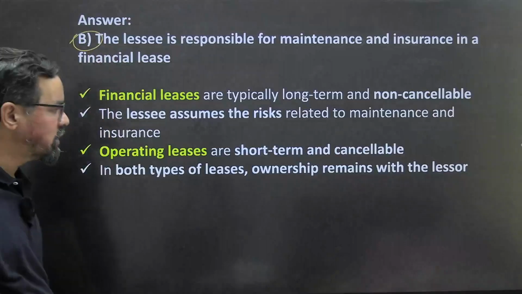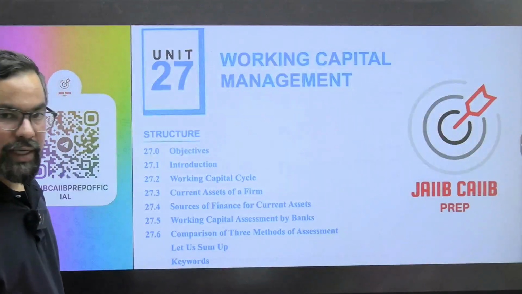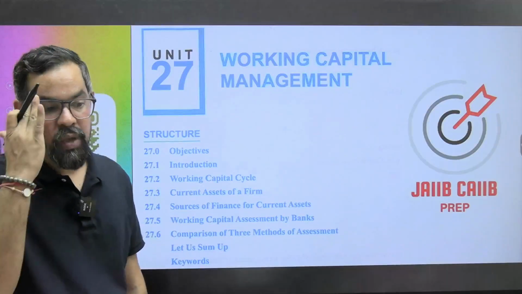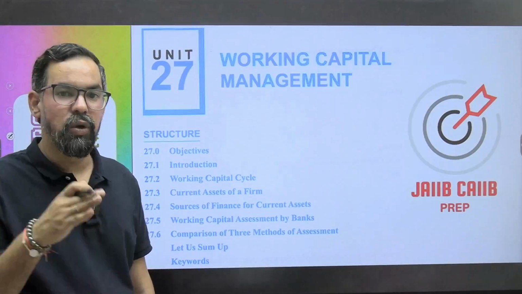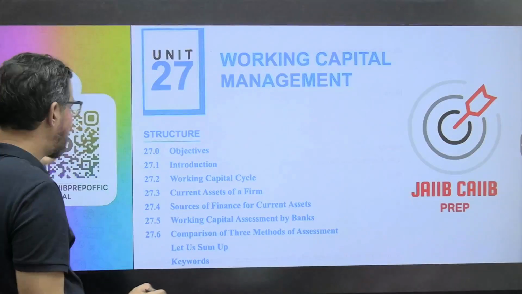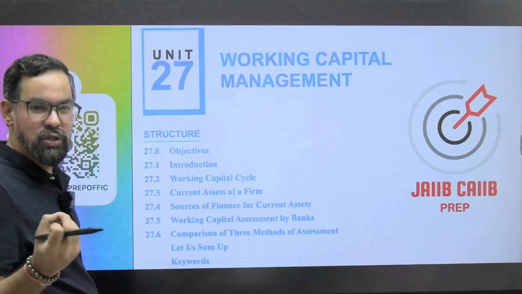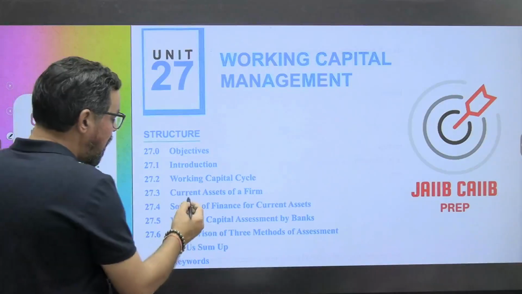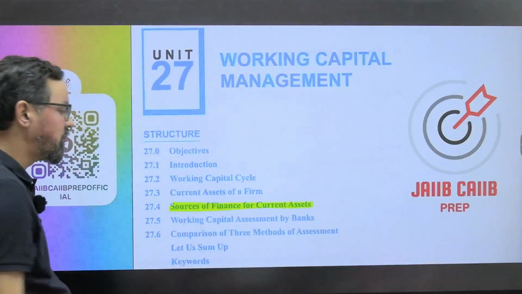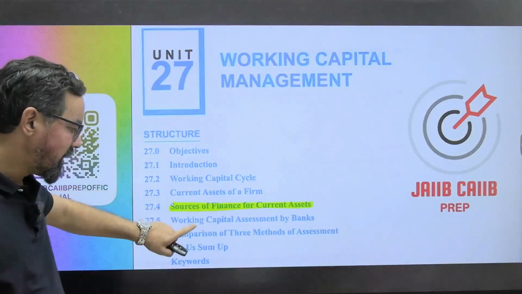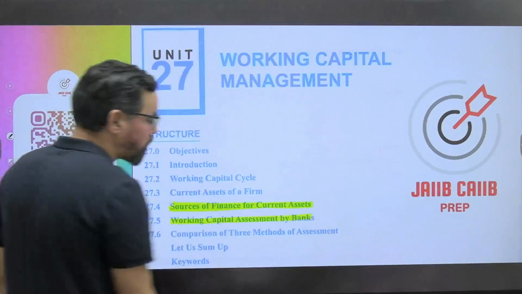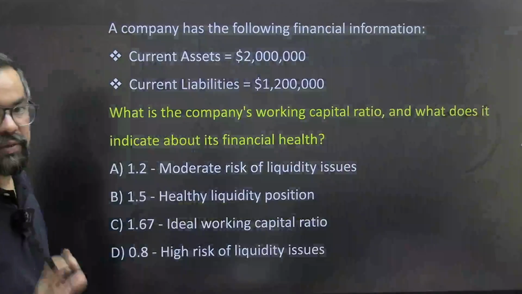We'll be discussing all these, no worries. Next one, working capital. Working capital is current assets minus current liabilities, net working capital. The ratio is in between 1.2 to 6. Majorly, last year there was a question around the calculation of net working capital. Apart from this, sources of finance of current assets and working capital is very important, and working capital assessment by bank or the methods are important, right?